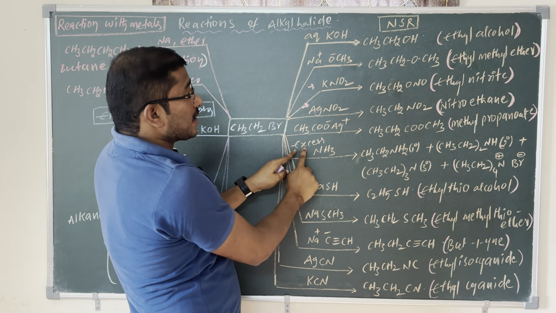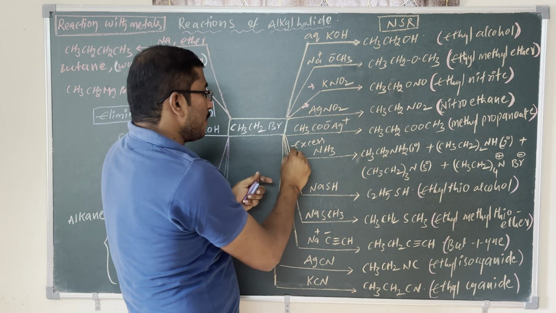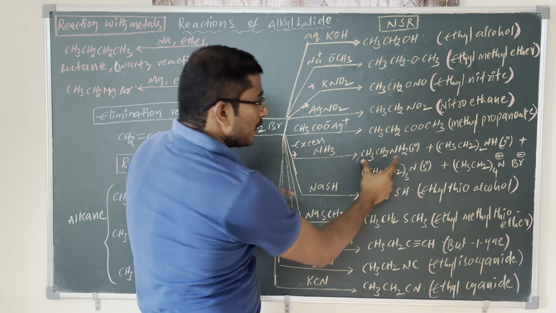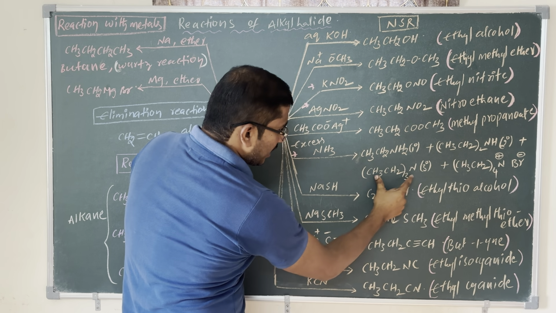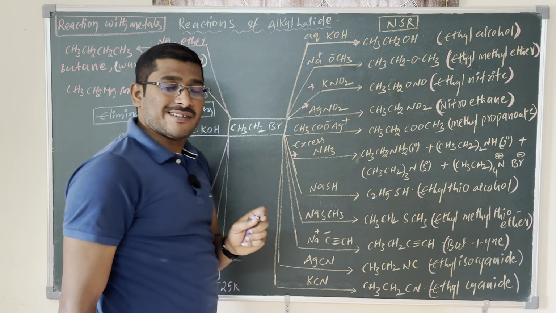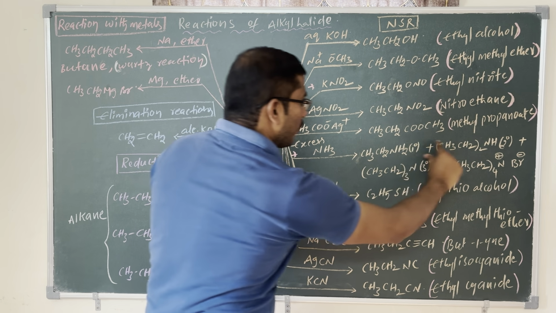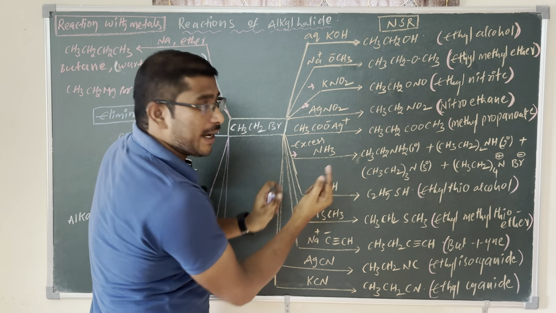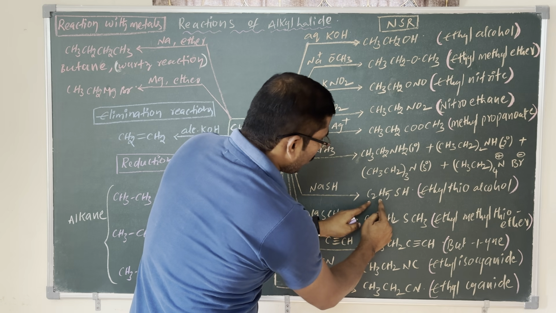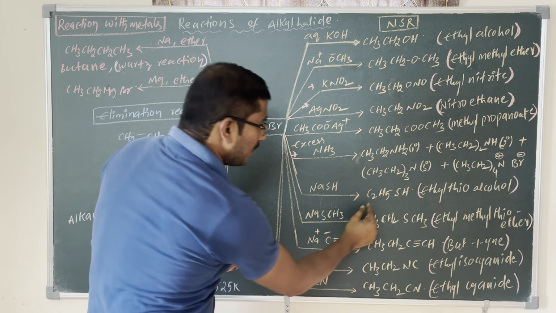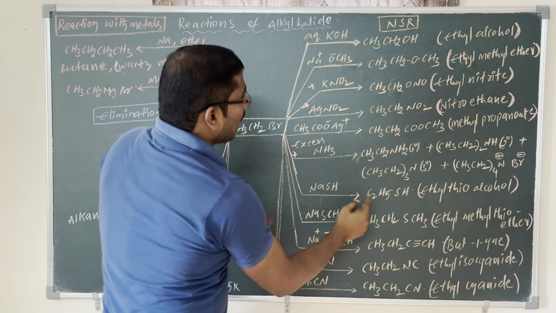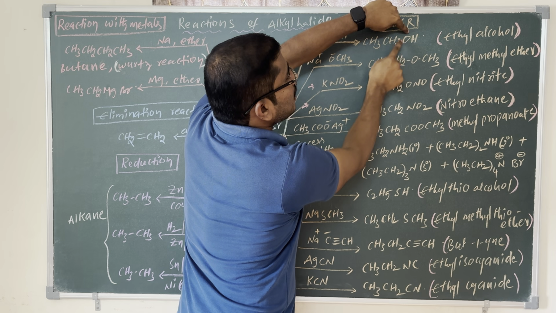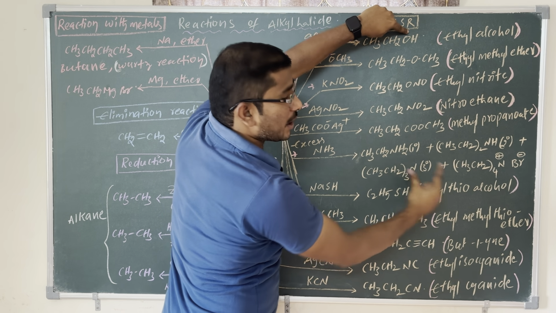Alkyl halides react with excess ammonia. It is also important, students. Alkyl halides react with excess ammonia to give a mixture of primary amines, secondary amines, tertiary amines and quaternary ammonium salts. All are nucleophilic substitution reactions. Now, alkyl halides react with sodium thiohydroxide to give ethyl thioalcohol. Alcohol is CH3CH2OH; in the place of the oxygen atom, it is replaced by sulfur. Those are called thioalcohols.